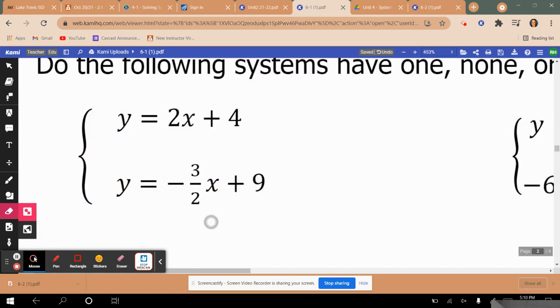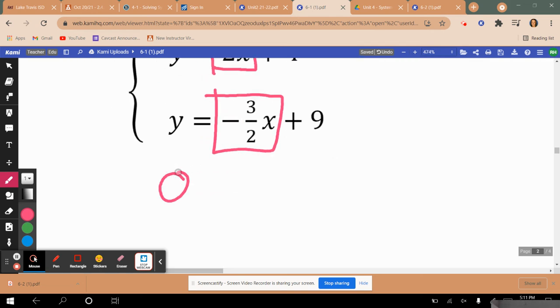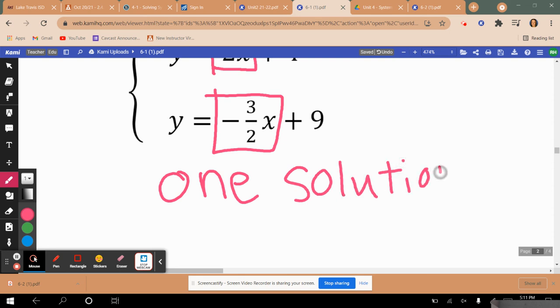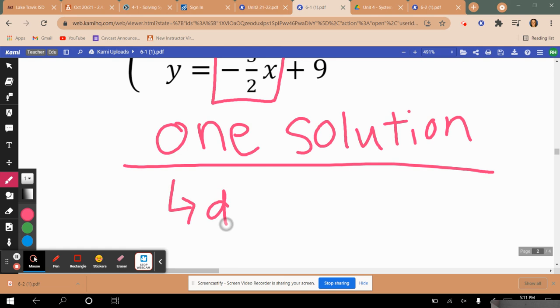So looking at this, I'm going to start off with my slope. My slope on this first one is 2. My slope on the second one is -3/2. Are those the same? No. So you can say that this will have one solution, which will be your answer, and it's based on the fact that they have different slopes. If you have different slopes, you are going to be rising at a different rate than the other one, and so you are going to intersect at some point.